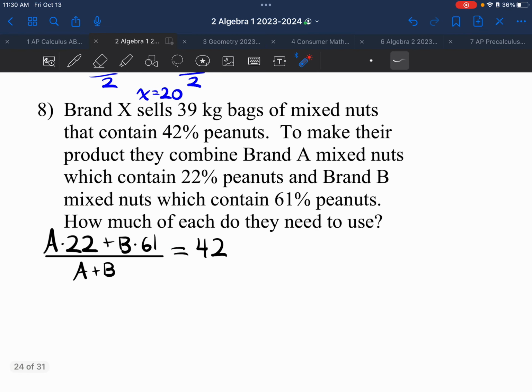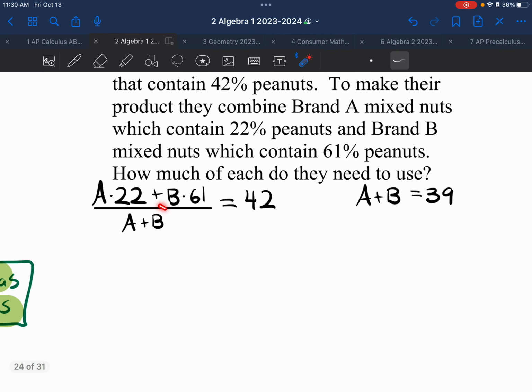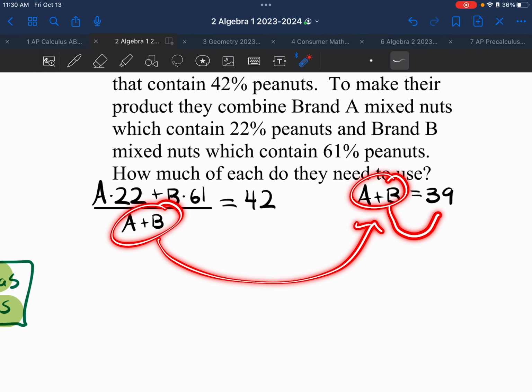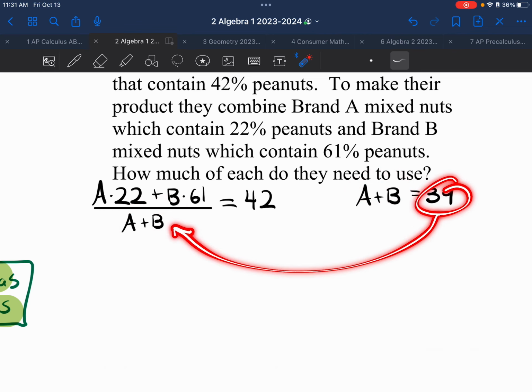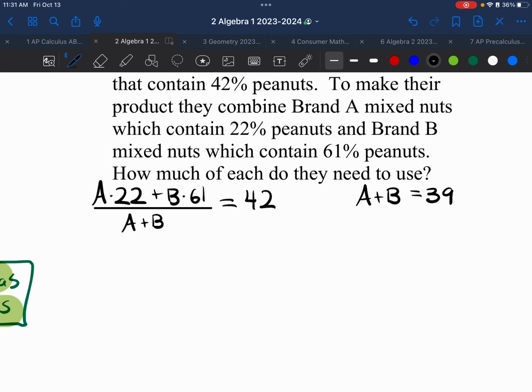So is there some information that I haven't used? I got the 42, I got the 22, I got the 61. I have not used the 39. So the 39 is going to make our second equation. If I add the 2 quantities together, I should get 39 kilograms. So A plus B is 39, which means 39 is going to be plugged in for that denominator. I'm going to rewrite this and say the fraction is going to be equal to 42 still, but the denominator is now 39. I still have something times 22, and I still am going to add something times 61.